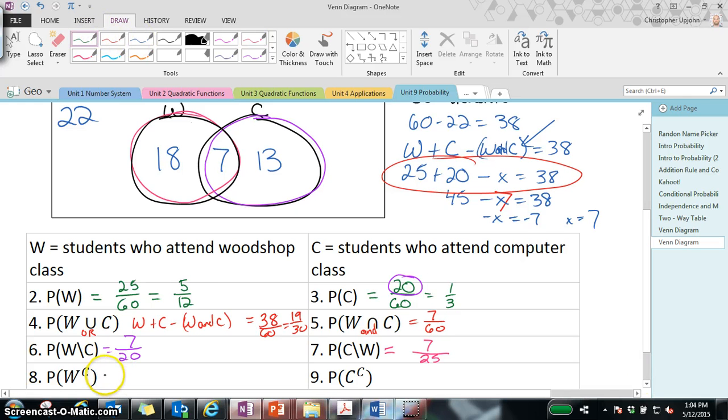Complement, pretty straightforward. 1 minus probability of W, 1 minus 5 over 12, is 7 over 12. We can do the same thing with the probability of the complement of C, which is 1 minus 1/3, 2/3. Pretty straightforward, not a whole lot going on with the complements.